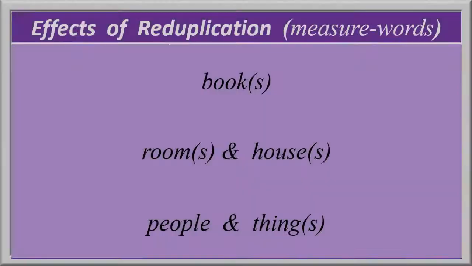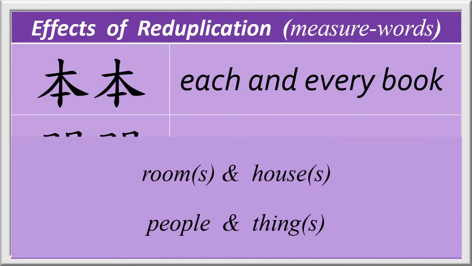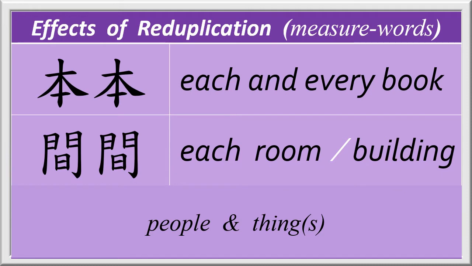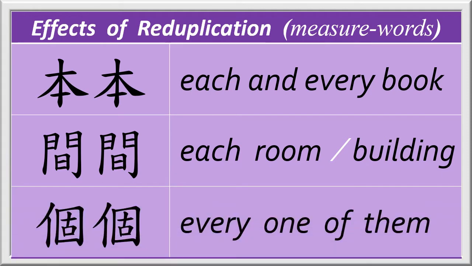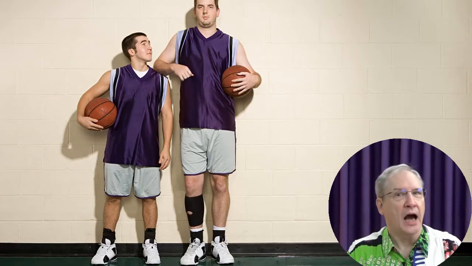When used with measure words, the effect is still one of emphasis on each and every one. 本本 for books, 间间 for rooms and buildings, 个个 for each and every one of anything. The expression 个子 is also used to describe a person's height or body build. For example, 个子大, a person of big or strong build. 个子小, a short person or a person of slight build.